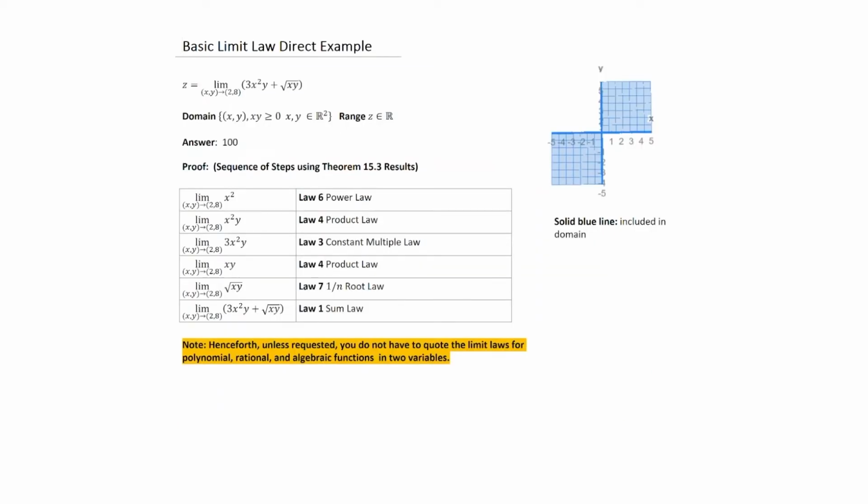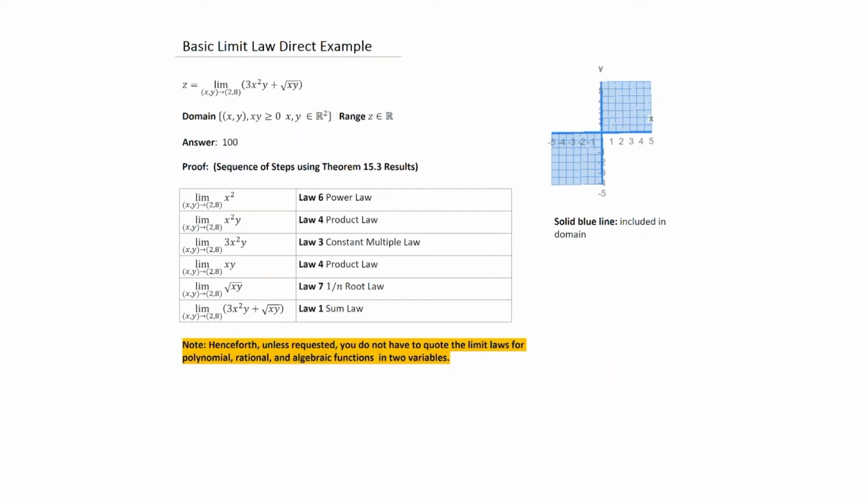Okay, so let's take the basic limit laws, which is a direct proof example. So basically it's saying if this and that exists, then the outcome exists. So we're going to take the function here, z is equal to 3x squared y plus square root of xy. And we're interested in knowing whether or not the limit exists as x and y approach 2,8.